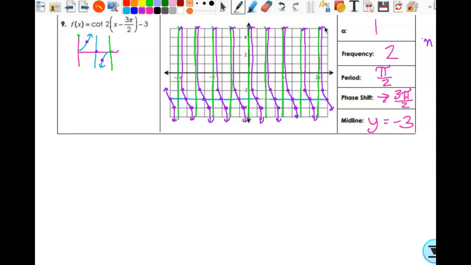So lots of little skinny things, but there we go. What questions you got? We good? Awesome. Then I'm going to hand out your worksheet for you to graph.